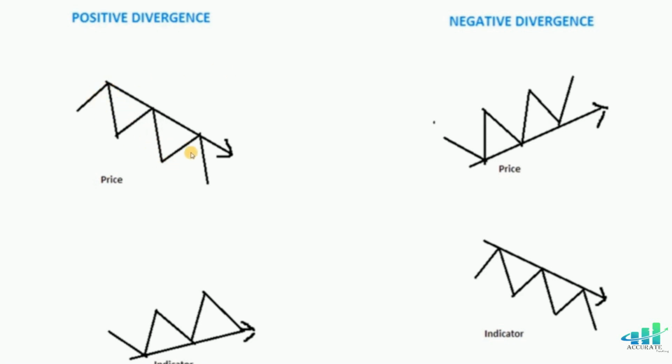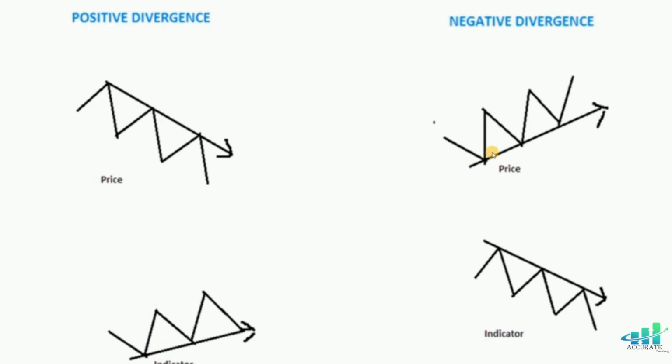If prices make lower lows, so prices are going in a downward direction, but the indicator fails to do so and goes in an upward direction, then it is known as a positive divergence or a bullish divergence. We get the signal from the indicator because prices are going down but the indicator is going in an upward direction. So the indicator is giving us a bullish signal, and it is known as bullish divergence. So here we get a signal of uptrend.